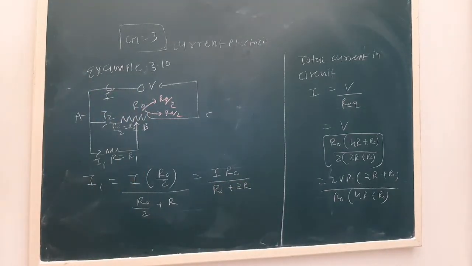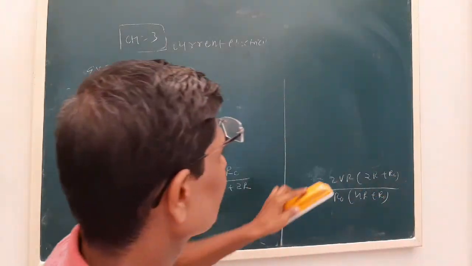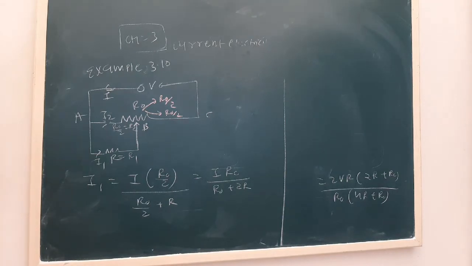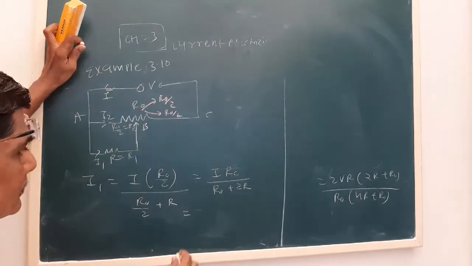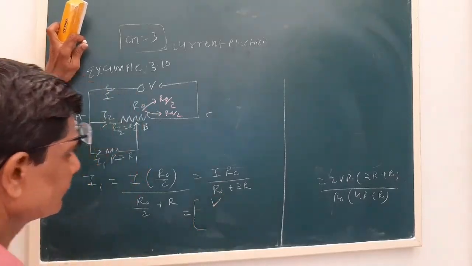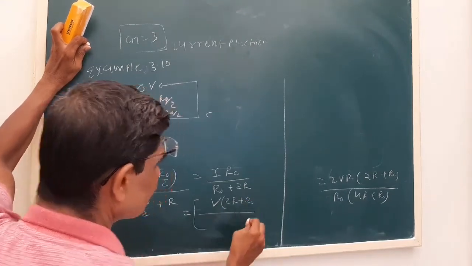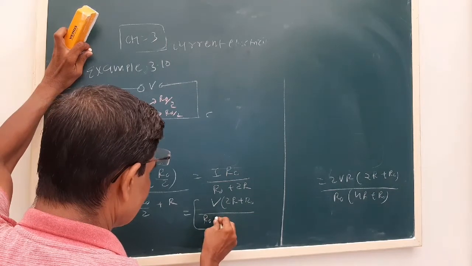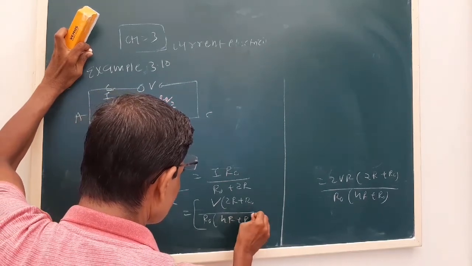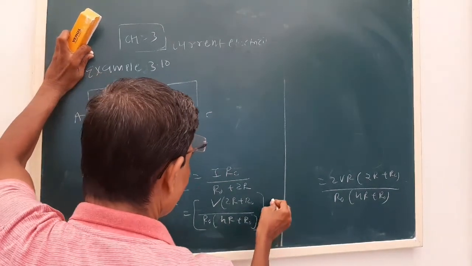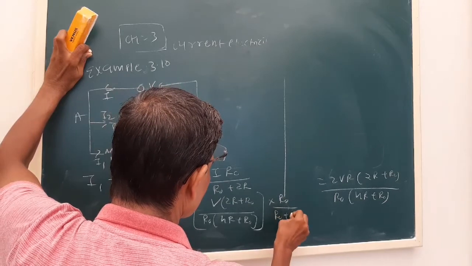Now we have to substitute the value of I. I is V upon 2R plus R0 upon R0 4R plus, into this value here, R0 upon R0 plus 2.